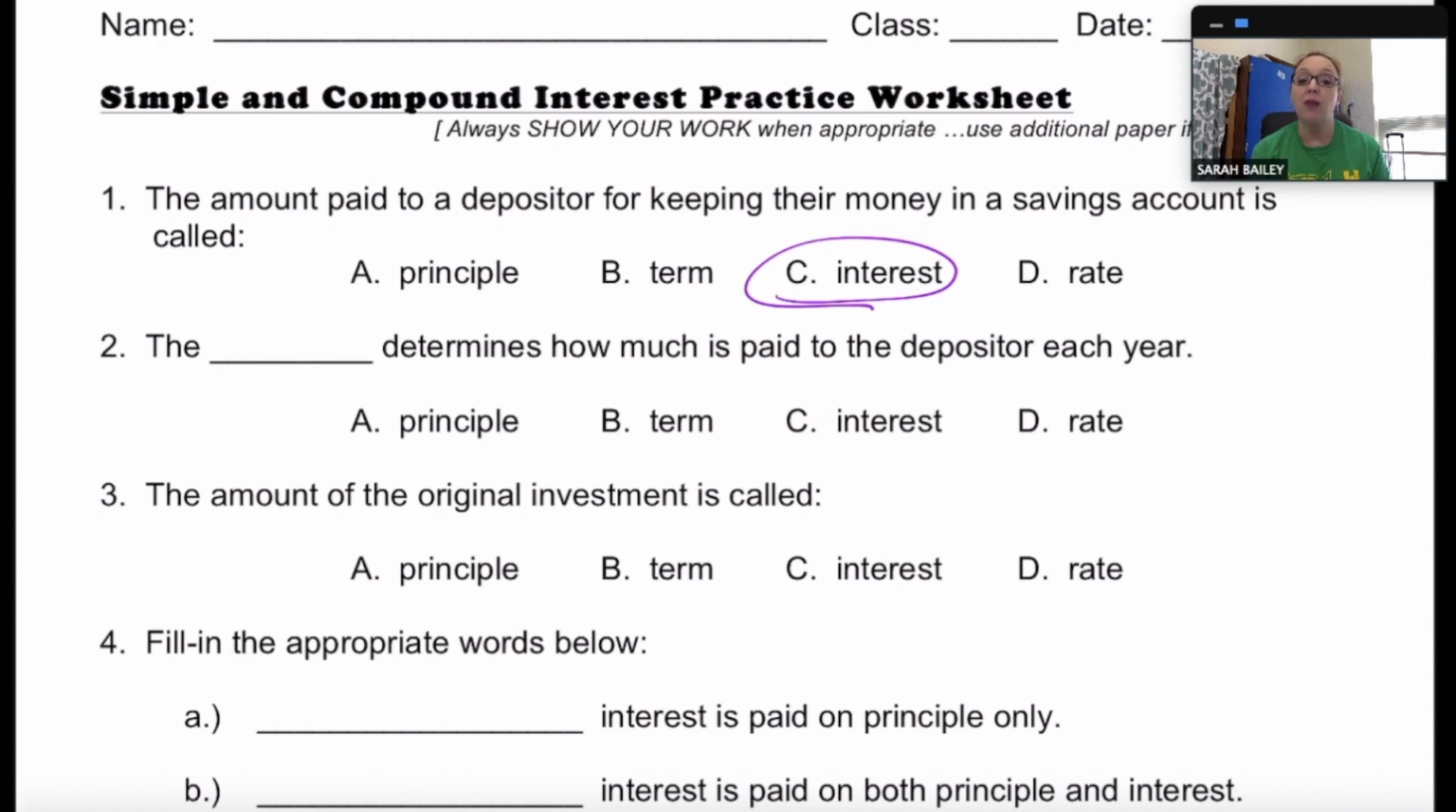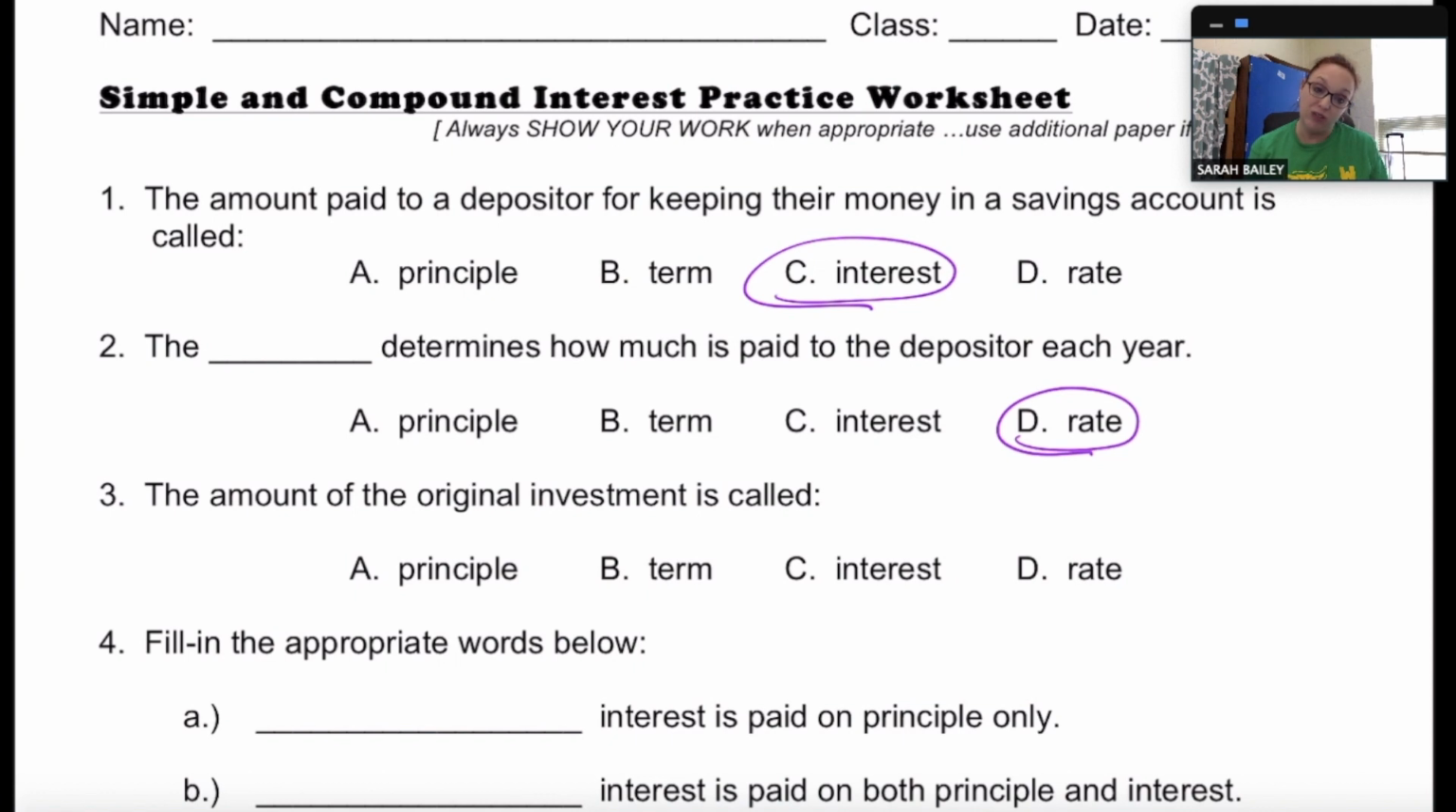Number two, the blank determines how much is paid to the depositor each year. So the rate, and you might know that as interest rate. So the rate is going to determine how much money you get paid each year just for putting your money into that account. The amount of the original investment is called the principal. So the original investment would be the amount you begin putting into the account. Also, all of these terms could be referring to not just someone putting money into an account, but borrowing money from someone or from the bank.